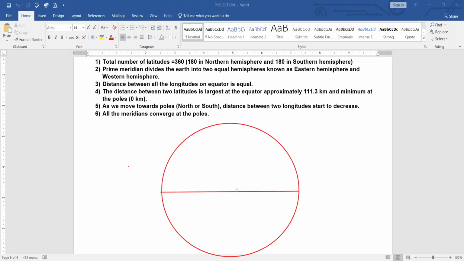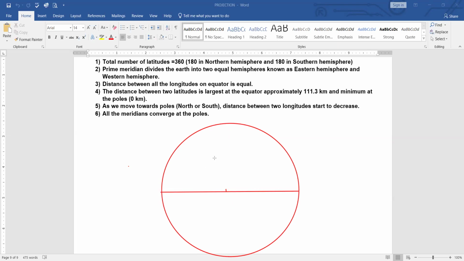Now from the point where we had the center, we'll make one more line. You can put your protractor here and mark 90 degrees, or you can just make a straight line. This is my straight line, which is dividing our earth into two equal halves. This side is the eastern side, this side is the western side. So this is known as the eastern hemisphere, this whole part, and this portion is known as the western hemisphere.